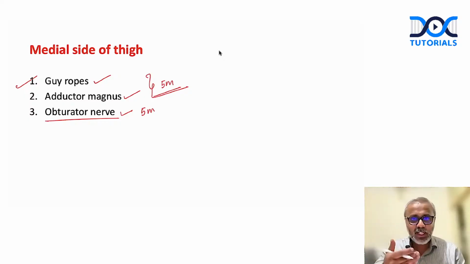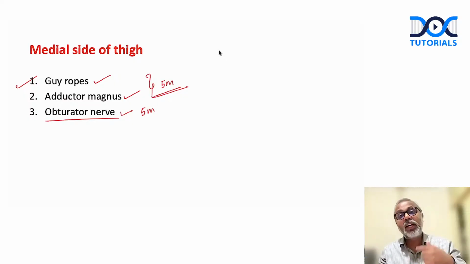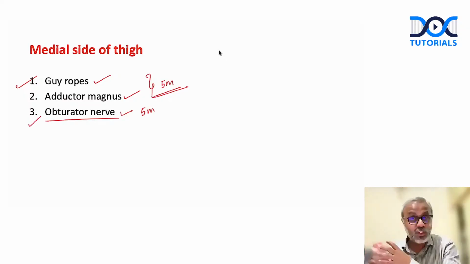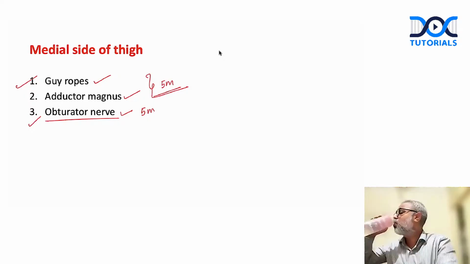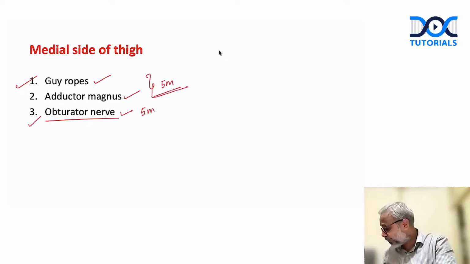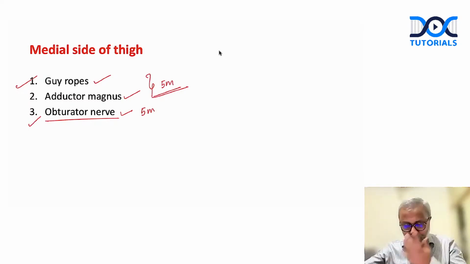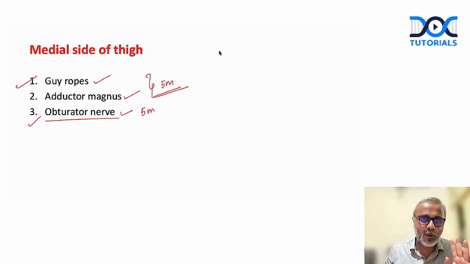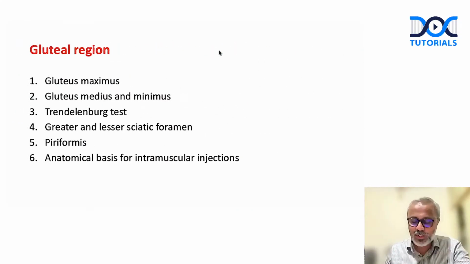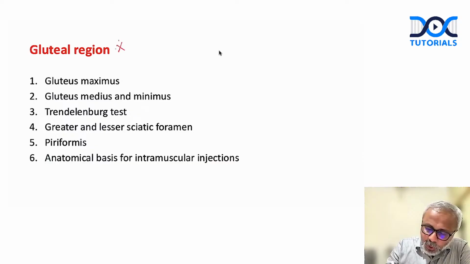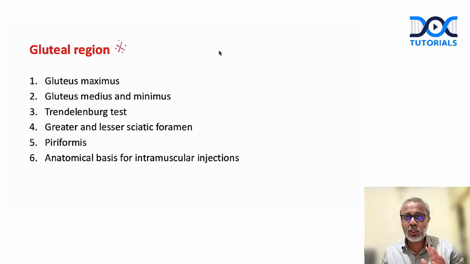Remember, anterior to the hip joint, we have the obturator nerve. Posterior to the hip joint, we have the sciatic nerve. So this relation is asked in the form of a case-based question. So this was once asked as a case-based question, the obturator nerve. Then on the medial side of the thigh, these are the three important three-marker questions we need to be prepared for. Then in the gluteal region, again, this is one more important chapter in the lower limb.